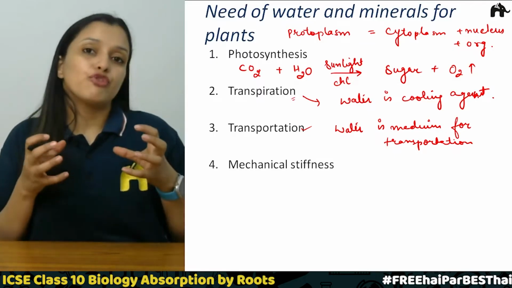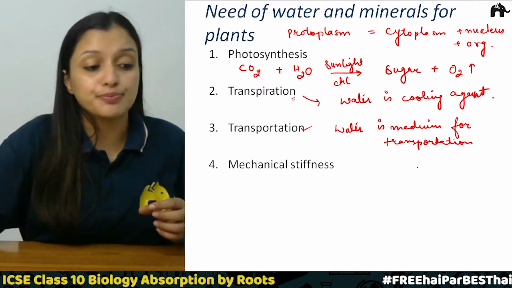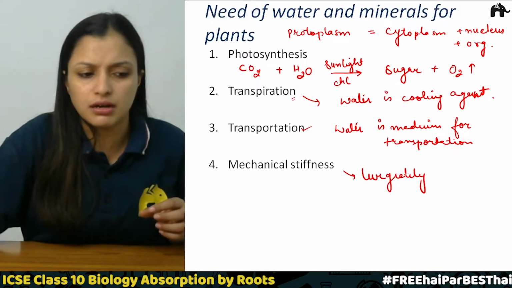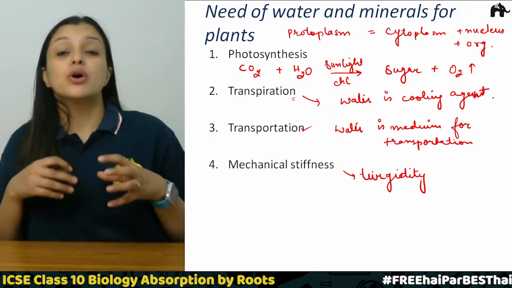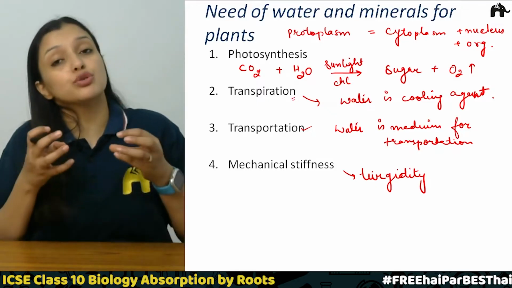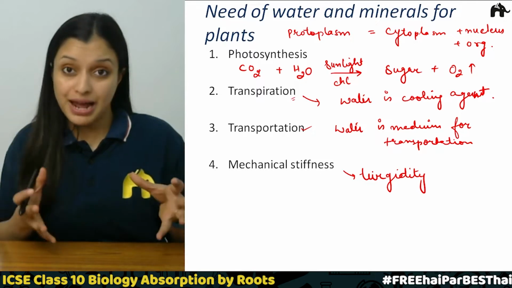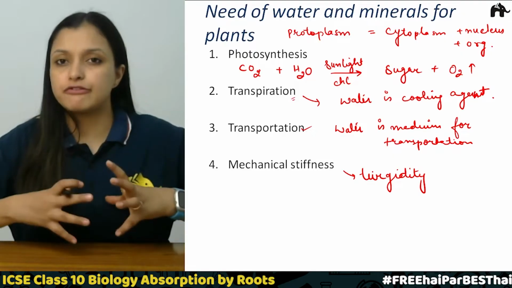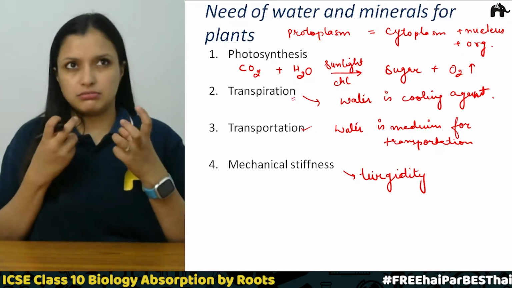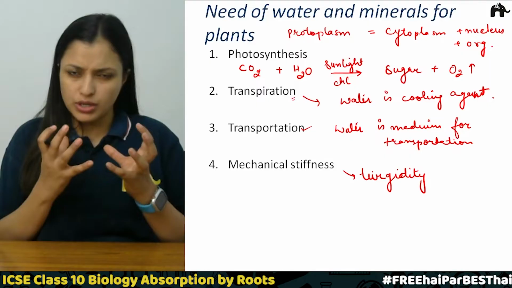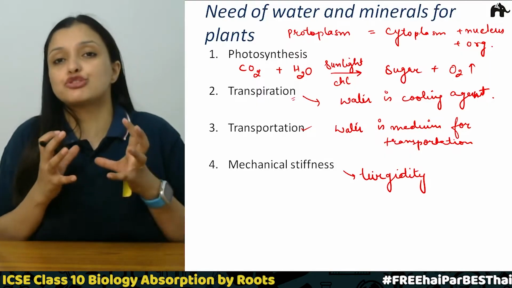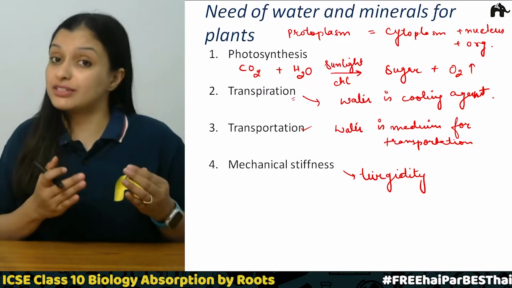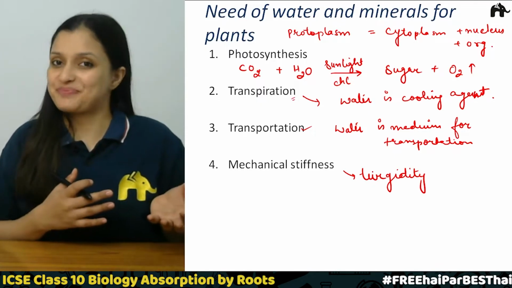Now when water is present inside the plants, it provides turgidity. We will study about this term in further slides, right? Turgidity is possible only when a plant has enough water. So this makes the plant cells stiff, and these cells or the plant seem to be swollen, and this provides stiffness to the plants, correct? So these are the four situations where water is very much needed by the plants, correct?